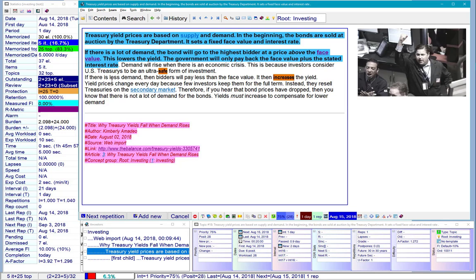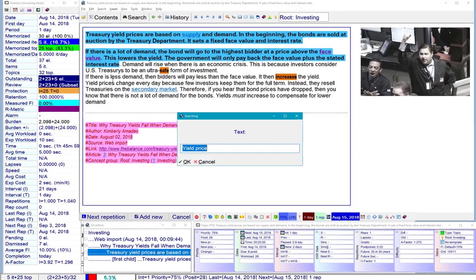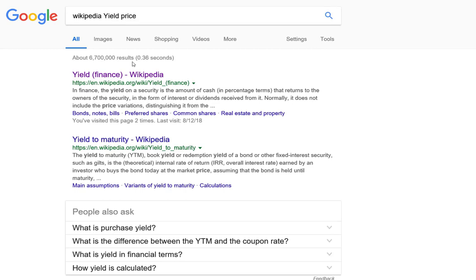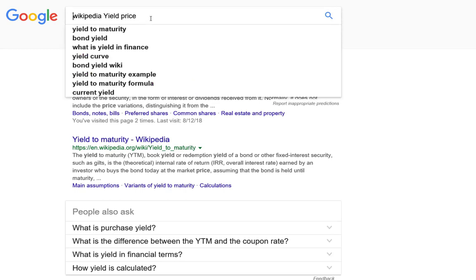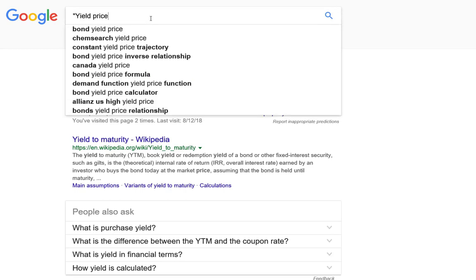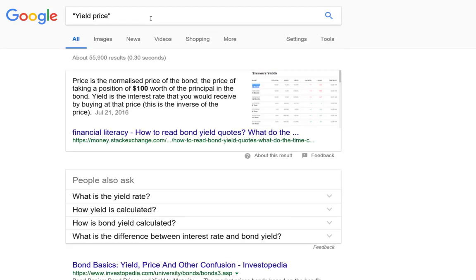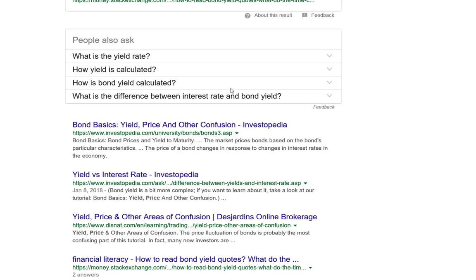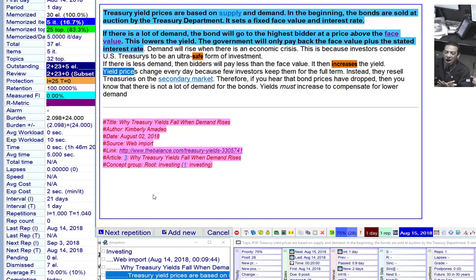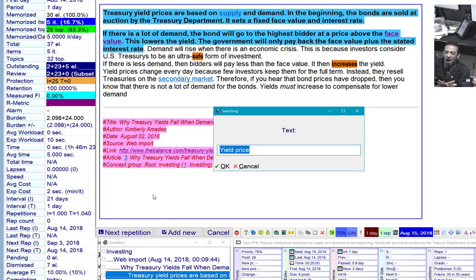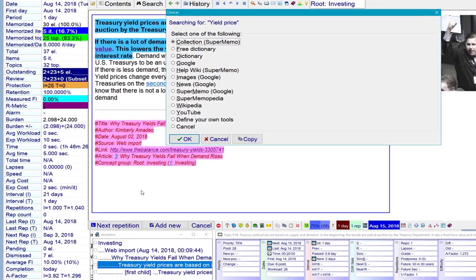Yield prices. What are yield prices? Let's check Wikipedia. Yield price. Nothing. Maybe some other site, Investopedia or something. Nothing. Yield price. Man, let's check in the collection. Maybe the article has its own term or some jargon. Collection.